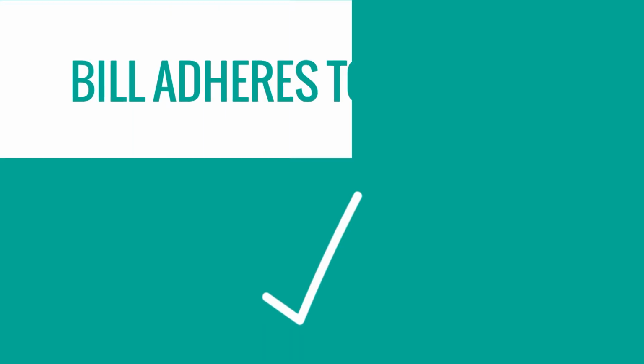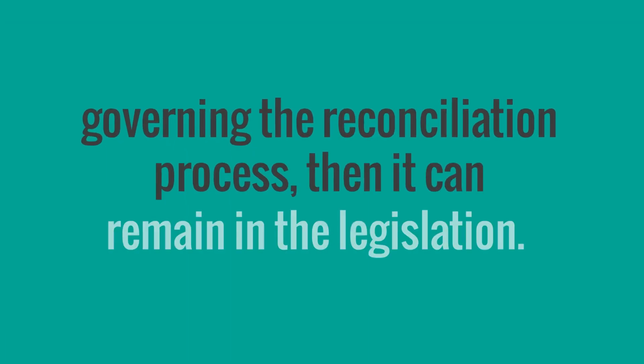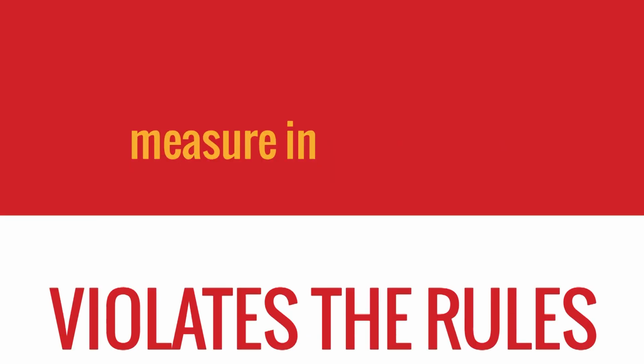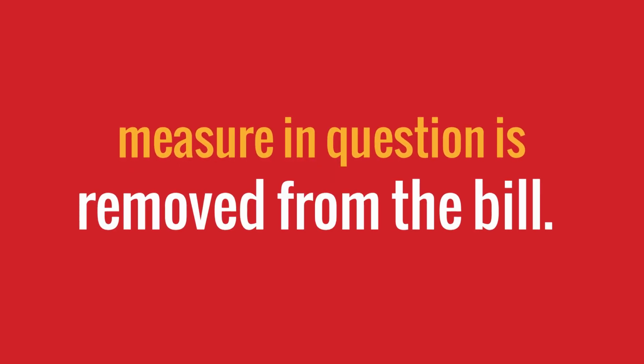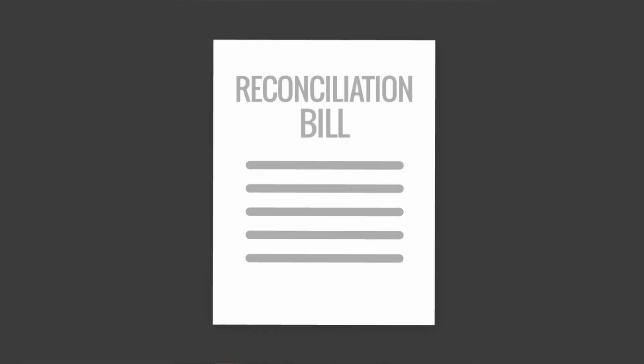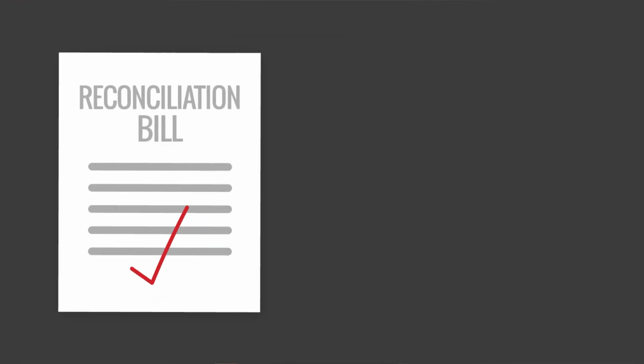Once a senator objects, the Senate parliamentarian decides whether the provision in question passes muster. If the parliamentarian decides the part of the bill adheres to the rules governing the reconciliation process, then it can remain in the legislation. But if it violates the rules, then the measure in question is removed from the bill. Once that process is completed, the reconciliation bill heads to the floor for a vote.